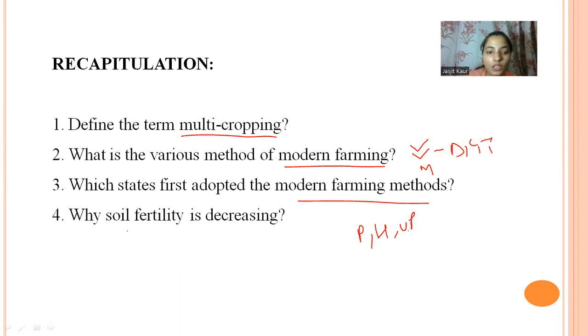Very good. So now why is soil fertility decreasing? What is the main reason that soil fertility is decreasing? Write your answer in the comment section, students. Yes, very good. Because of the excessive use of chemical fertilizers and pesticides, soil fertility is decreasing day by day. Very good, students. You have given the correct answer for this question.